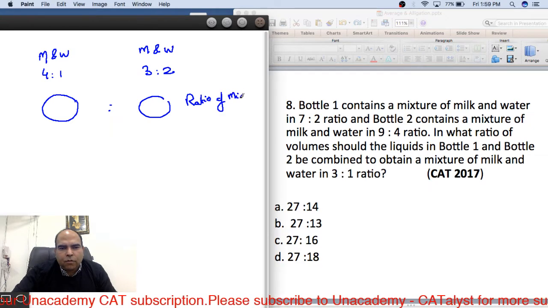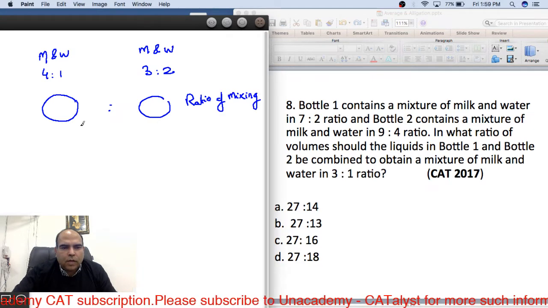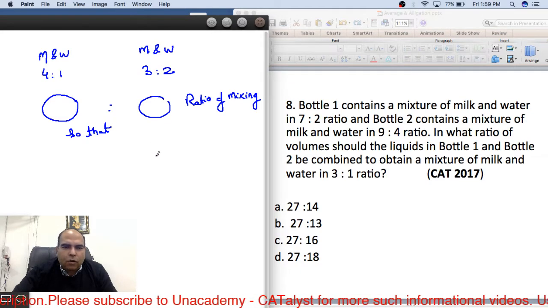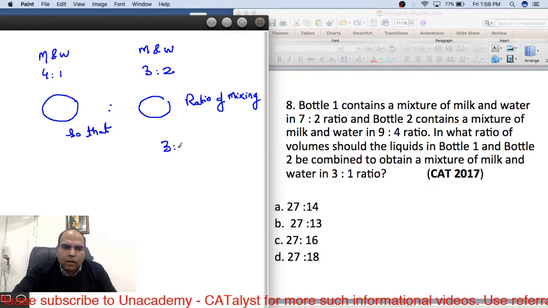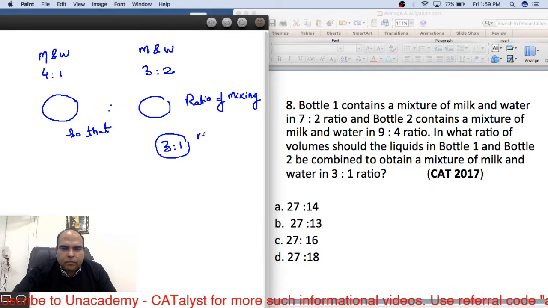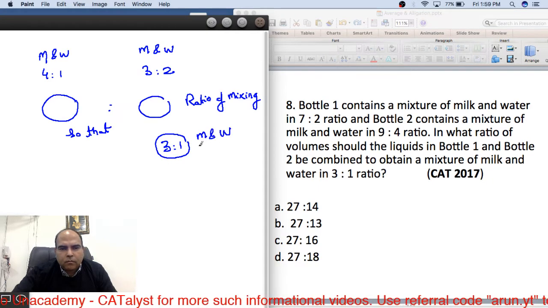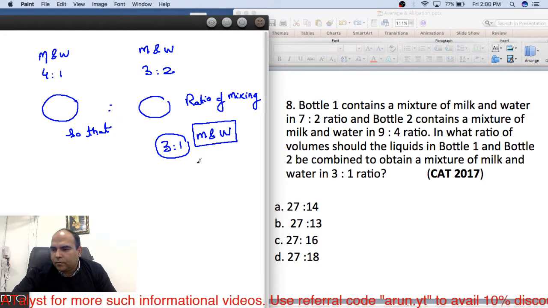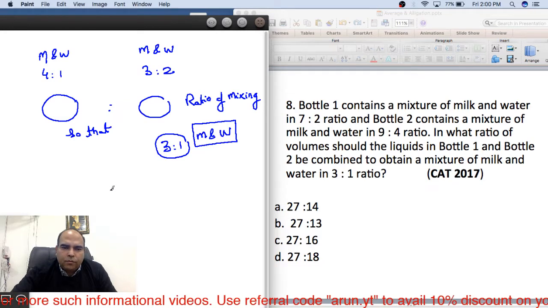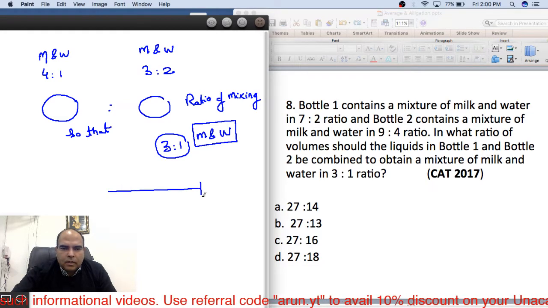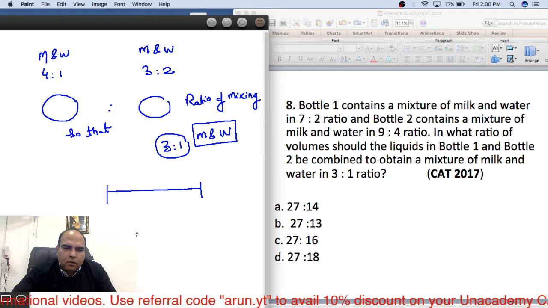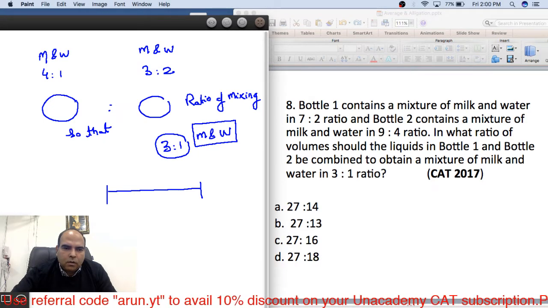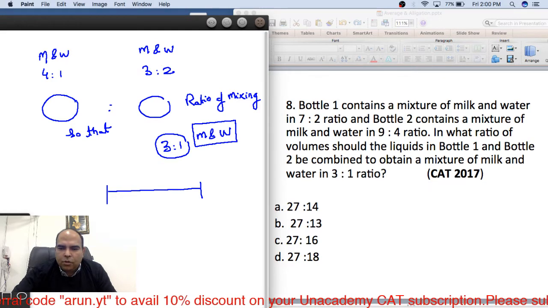What should be the ratio of mixing so that I get milk and water in the ratio 3:1 in my final mixture. So in this case, what you could do would be that you could actually work through this conversion. What conversion is it? Let me show you there.